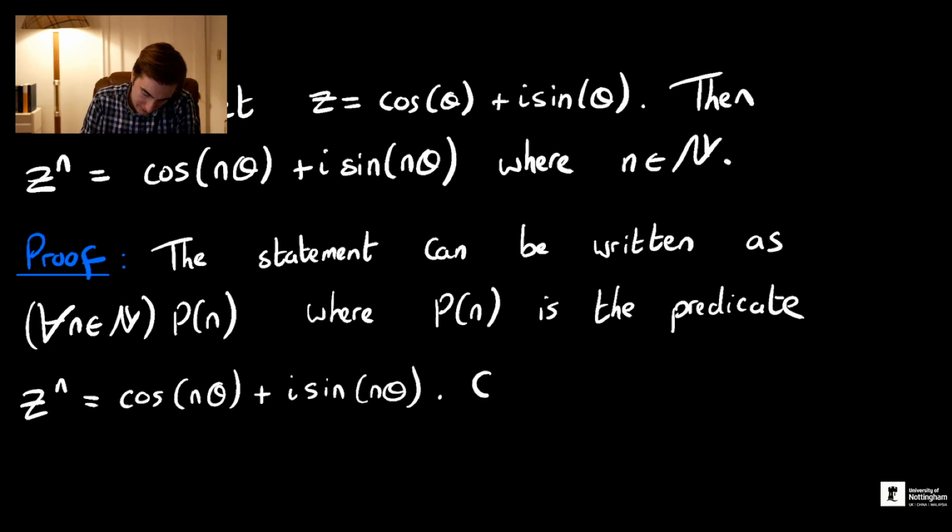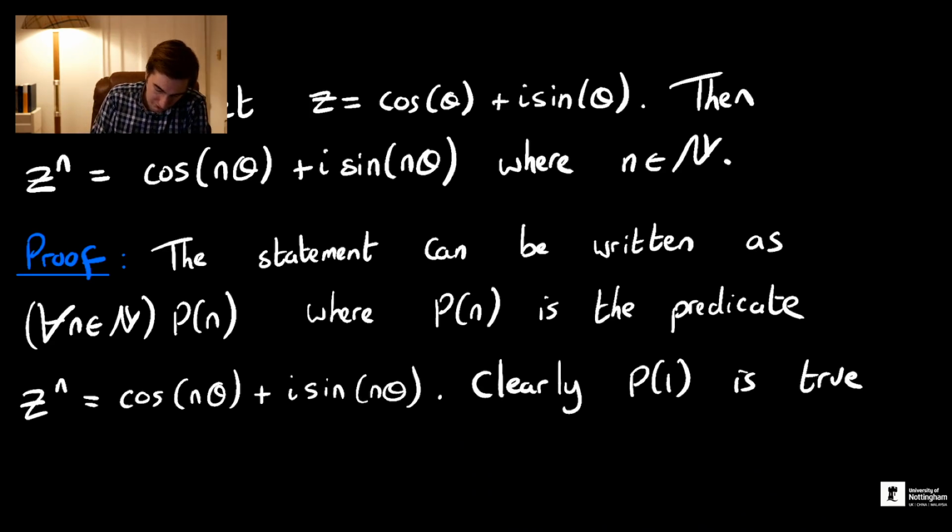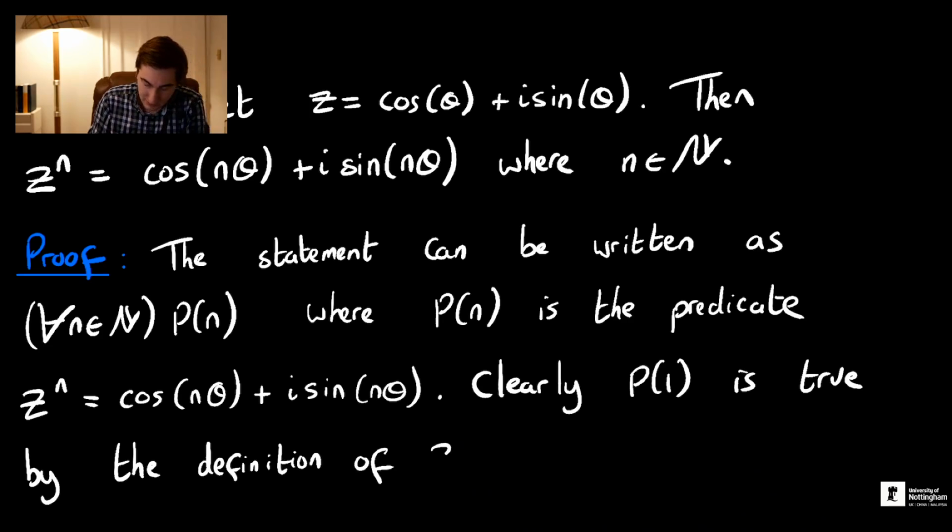Well, clearly P of 1 is true simply from the definition of z. In other words, we've said z is cosine theta plus i sine theta. If I put n equals 1 into this formula, I get cosine theta plus i sine theta. So indeed, it is true. z to the power of 1 equals z.